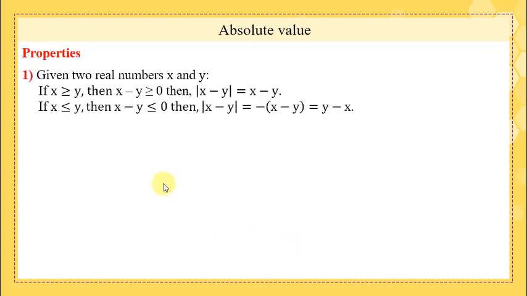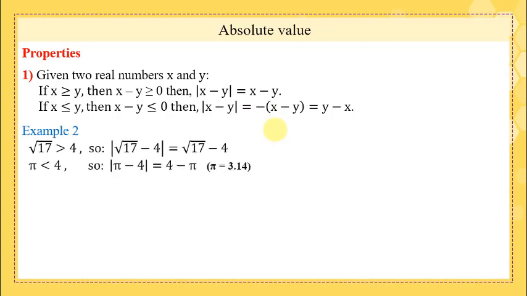Properties. If x is greater than y, then x minus y is greater than 0. So the number inside the absolute value is positive, so we keep it the same. If x is less than y, then x minus y is less than 0. Then the number inside the absolute value is negative, so we multiply it by minus, so the final result will be y minus x.